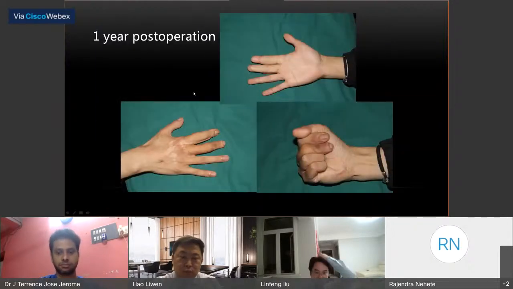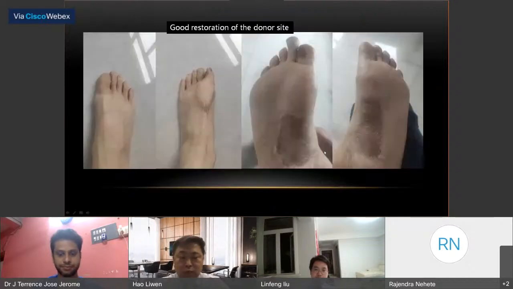One year post-operation, we can see the three reconstructed fingers, two fingers and the thumb, their appearance and function. On the dorsal side, we can see we didn't lose any toe, and the walking function is good.